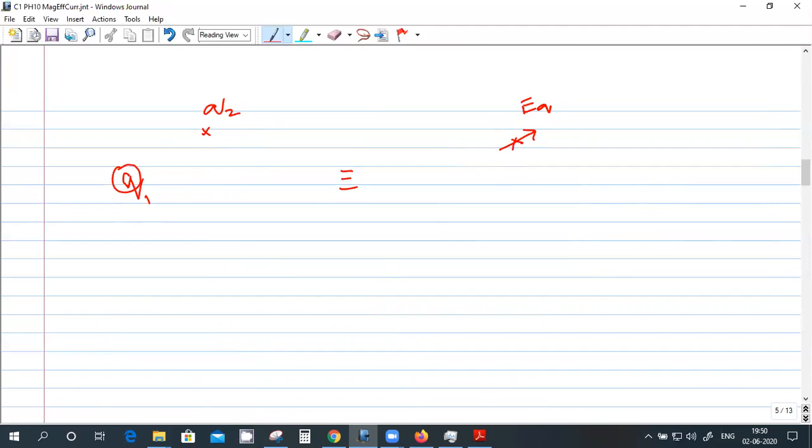Field due to say Q1. Q1 is the source of that electric field. And here the charge is there, Q2. So here I can get the force on 2 by Coulomb's law: K into Q1, Q2 by R square. Here I'll get the force on Q2.